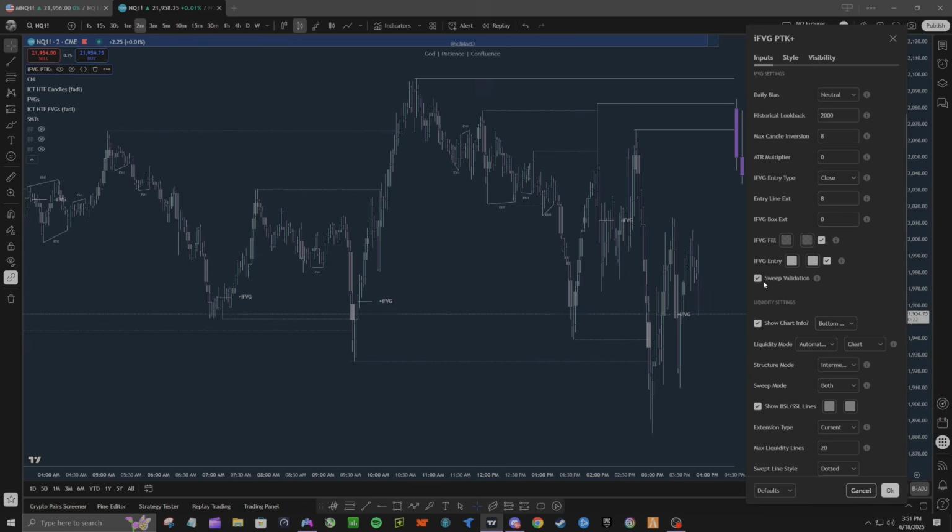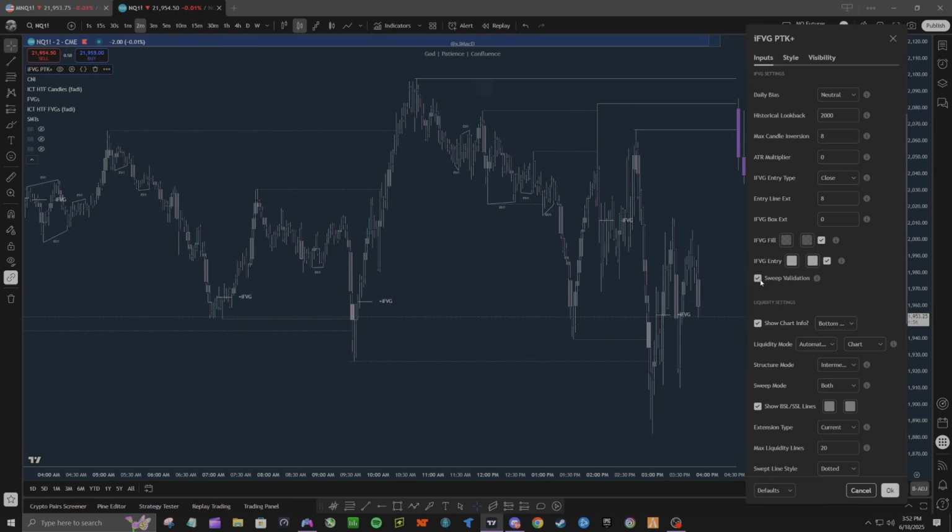And then the next biggest thing is disabling sweep validation. Sweep validation requires you to sweep a significant high or low depending on the structure mode you select. So whether it's short term, intermediate, long term, if you have this set to intermediate and you don't sweep anything that's considered intermediate, you won't get a tracking process to start for that inversion that may occur. You see it occur, but you don't get an entry.